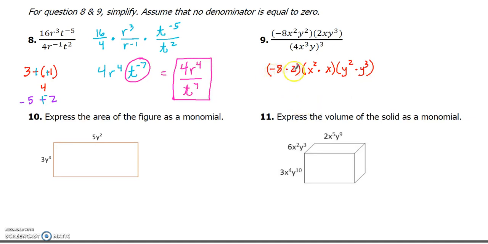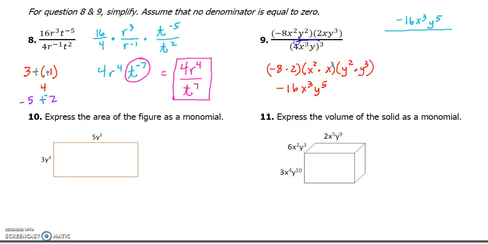So that will give me -8 times 2 will give me -16. X to the 1st times x to the 1st, remember? x to the 2nd times x to the 1st. That will give me x to the 3rd. And then y to the 2nd times y to the 3rd will give me y to the 5th. So in my numerator up here, I've got -16 x to the 3rd, y to the 5th. Okay, let's see what we have in the denominator. I'll do that one down here.